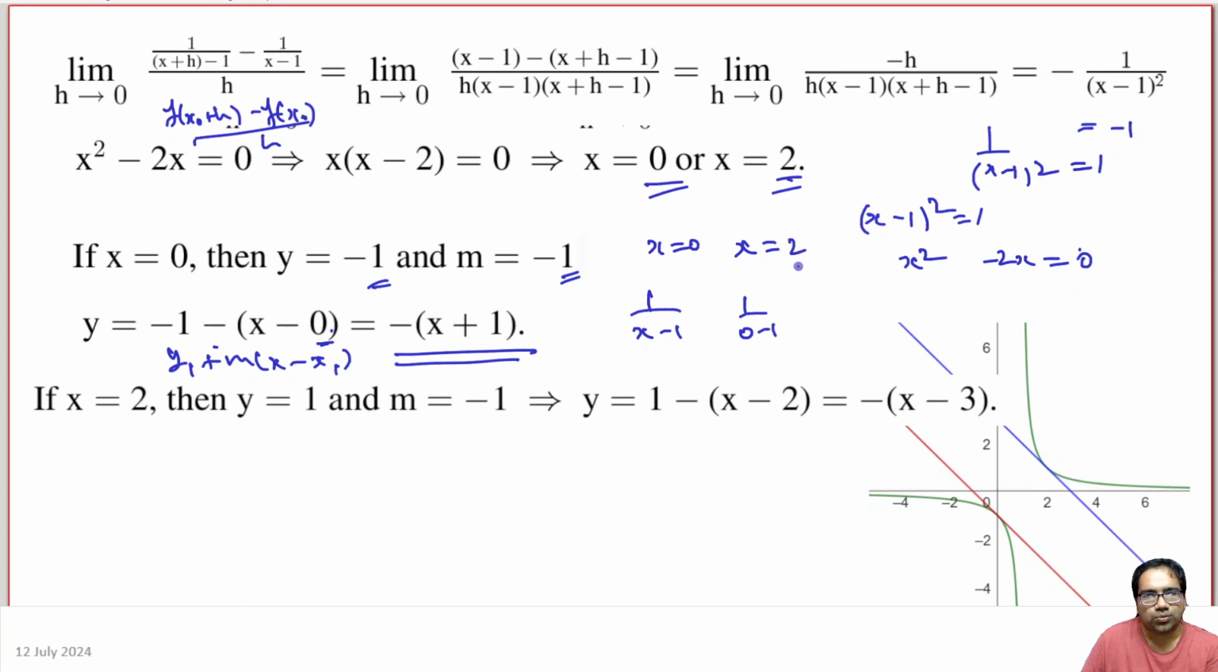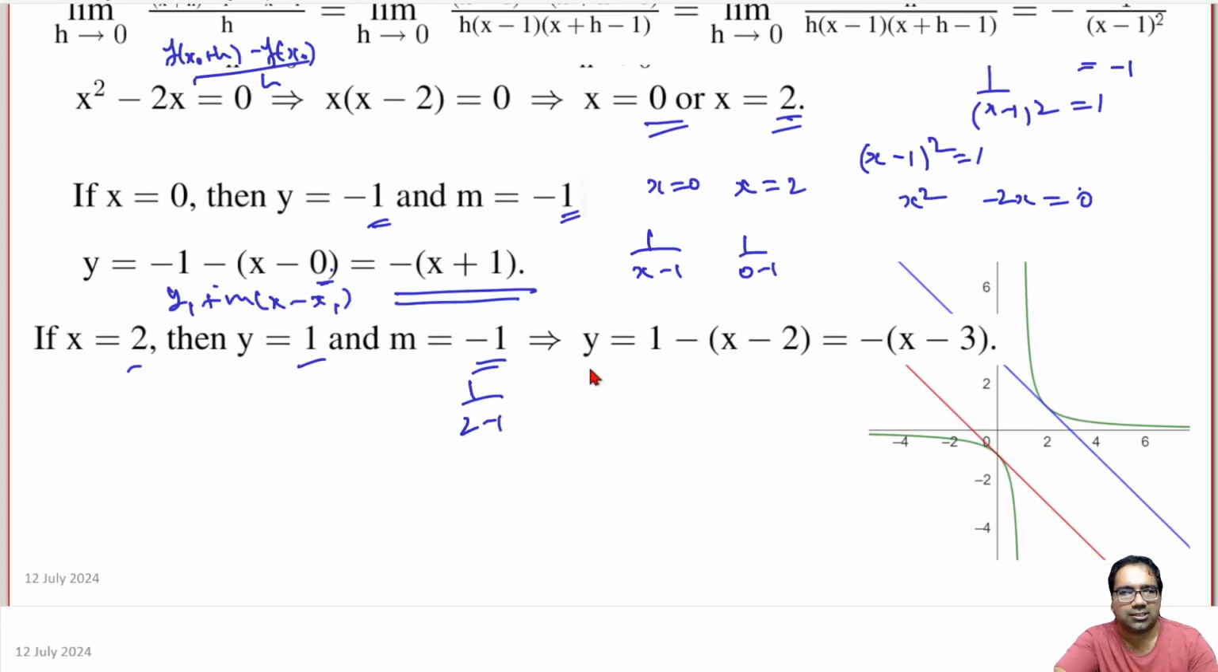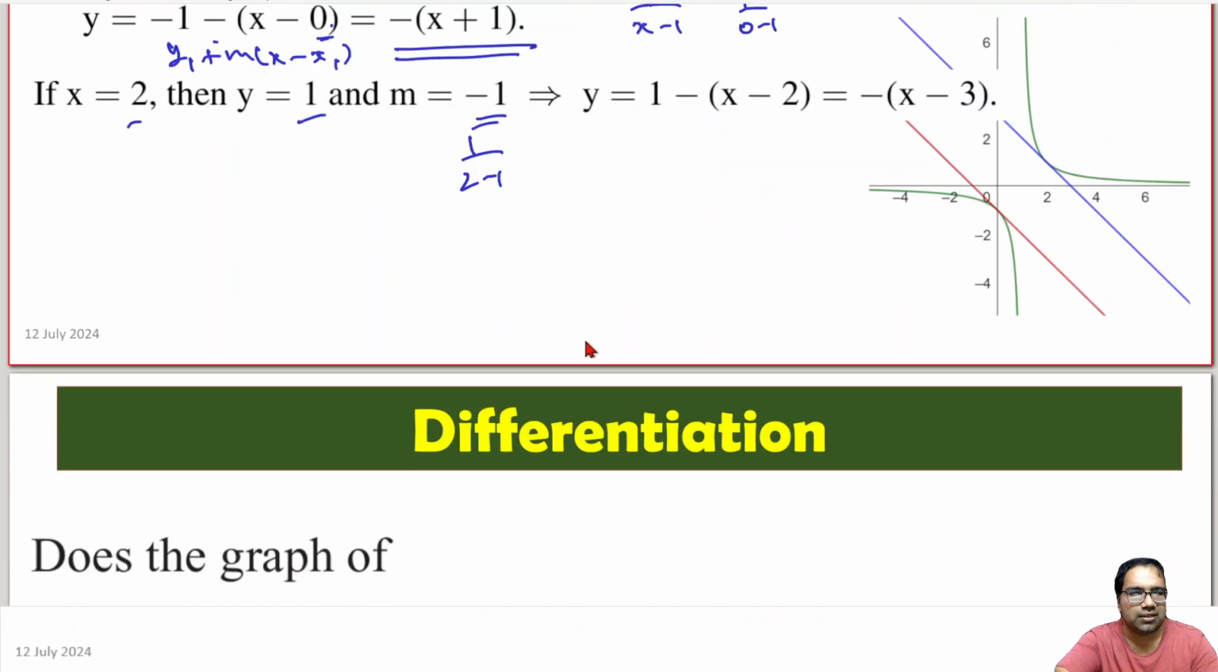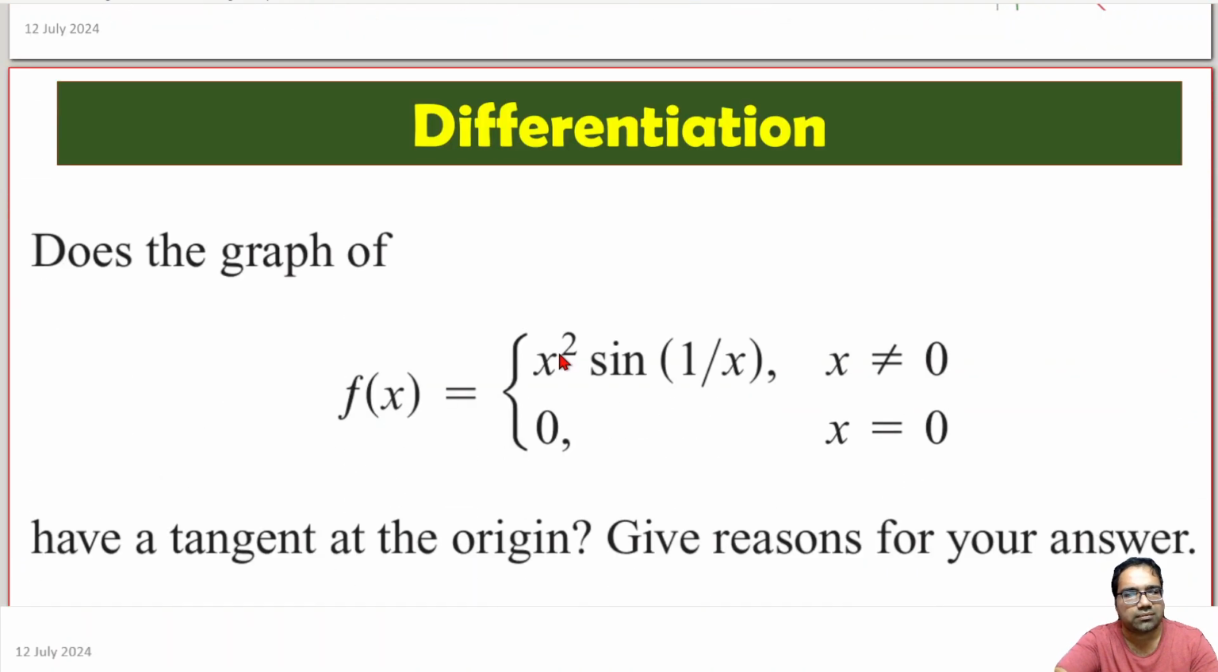Similarly, when x equal to 2, what is y? y is again 1 by 2 minus 1, which is equal to 1. x equal to 2, y equals 1, and the slope we also know. Basically, we know the slope and one point through which this line is passing. So we can clearly make the equation of the line. This comes out to be minus of x minus 3. So basically, these are the two lines which have slope minus 1. These two lines are parallel and they are tangents to this curve. Right, guys?